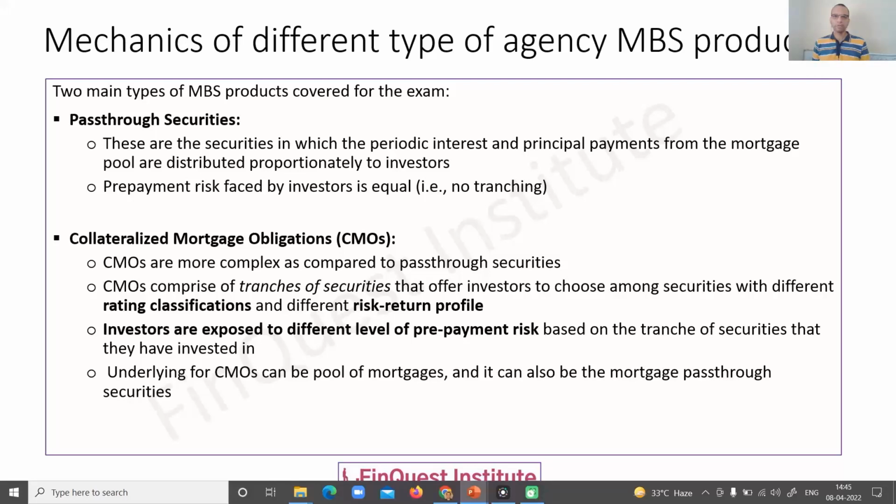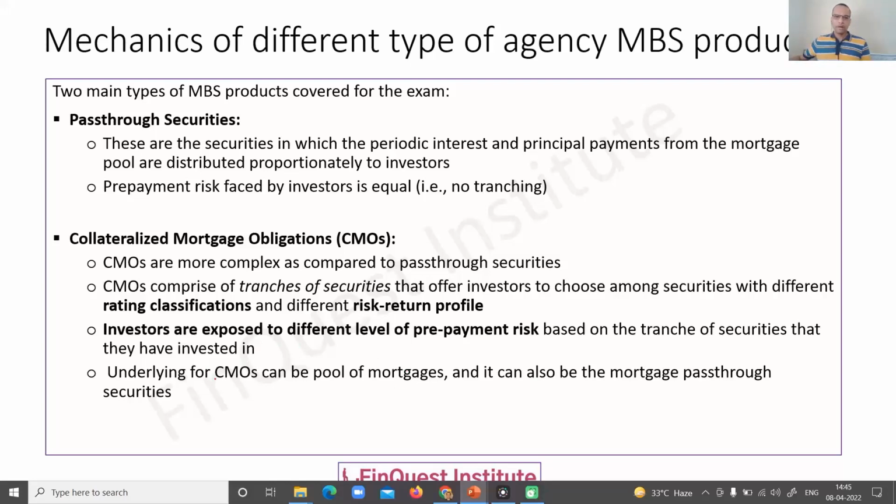That is the prepayment risk which we spoke about. That is something which can be distributed across tranches. Now, investors can choose depending on their level of risk tolerance, that is, how much amount of prepayment risk they're willing to take. So, based on that, they can take a position in a certain tranche, and that's how their prepayment risk can be managed.